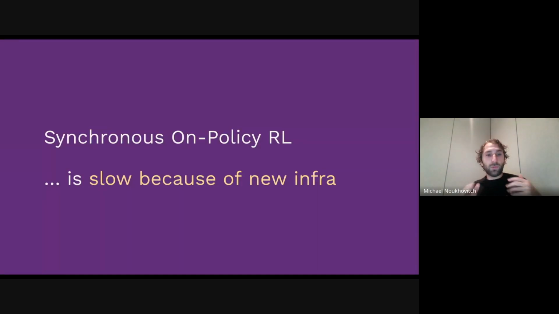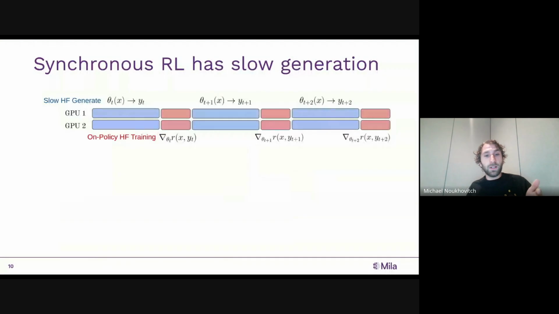So the reason our synchronous on-policy RL for language models is slow is because of the new info. Prior to this work, this was the standard setup that people would use for doing RLHF. You've got two GPUs, you're going to be doing generation on both the GPUs, you're going to be doing training on both the GPUs. And because you're doing the same thing on both GPUs, you're using the same backend for both of these. And that means your training is great using Hugging Face, but your generation is really slow.